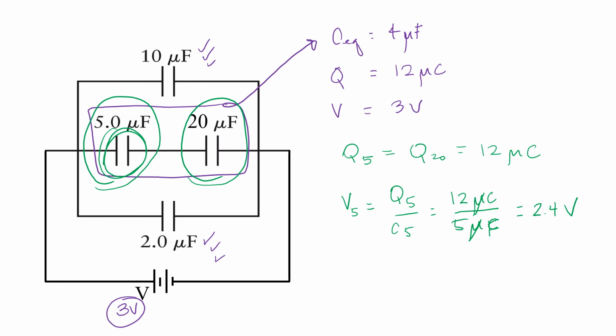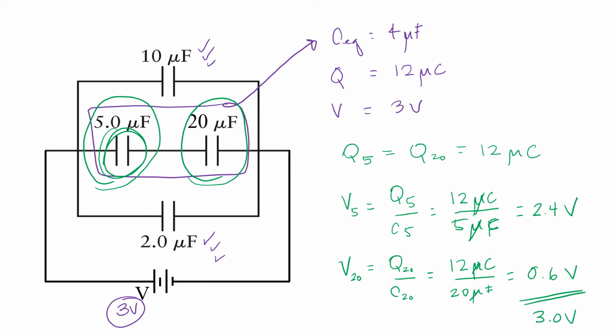But let's show that mathematically. So the potential across the 20 microfarad capacitor is the charge on the 20 microfarad capacitor divided by its capacitance. So the charge was 12 microcoulombs. The capacitance is 20 microfarads. So 12 divided by 20 gives me 0.6 volts. And just as I expect, when I add those together, I get a potential difference of 3 volts.